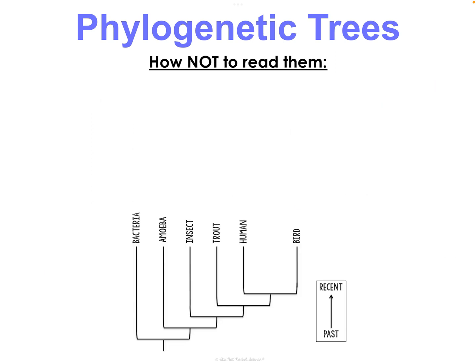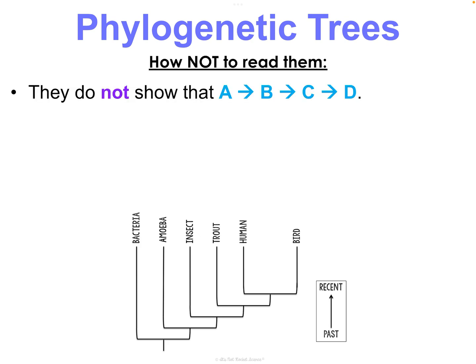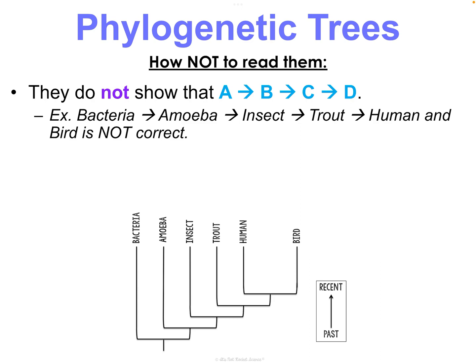How not to read them. This is really important. A lot of students mess up when they're trying to read them. It does not show us how A turns into B, B turns into C, C turns into D. For example, bacteria into amoeba, into insect, into trout, into humans, and bird is not correct, reading from left to right. And they're not showing us that A is greater than B, or greater than C, or greater than D.